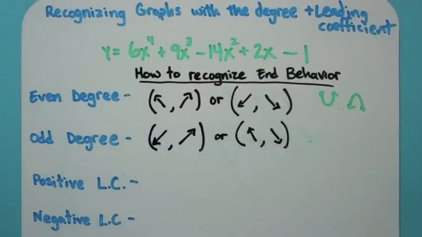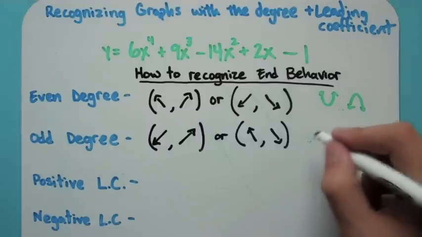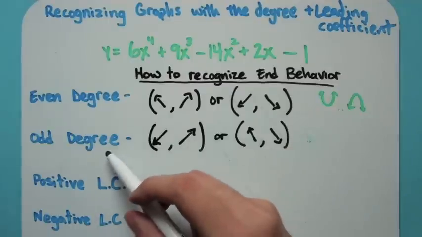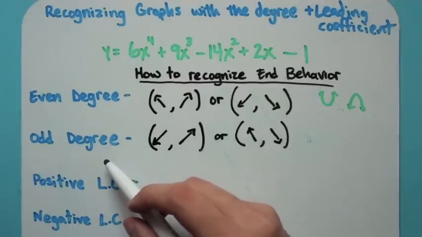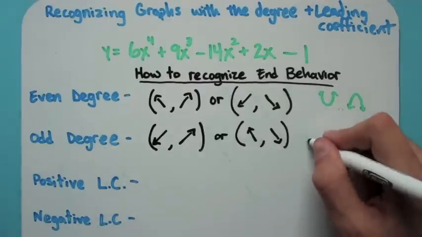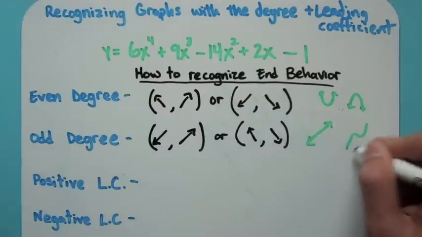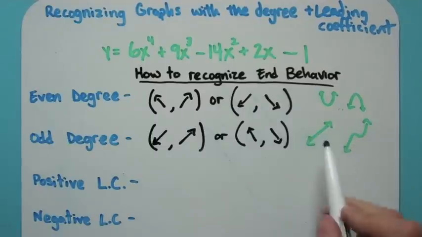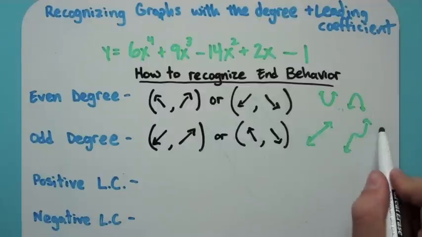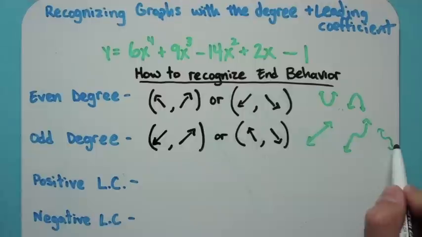So f of x is going in two different directions depending on which way you go in the graph. We've also talked about odd degree polynomials, a line, y equals mx plus b. That's like an x to the first power. Remember, those go in two different directions like this. We'll learn shortly about cubic graphs, which go like this. They're going in two different directions, that's the big thing. So these would all be examples of odd degree.